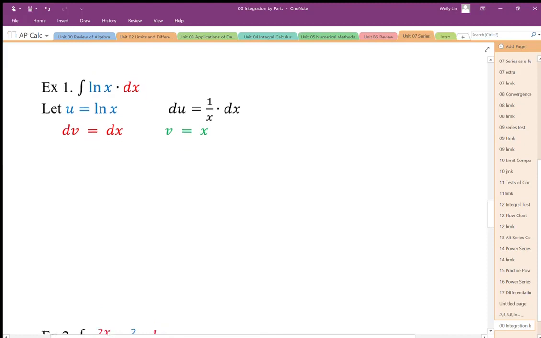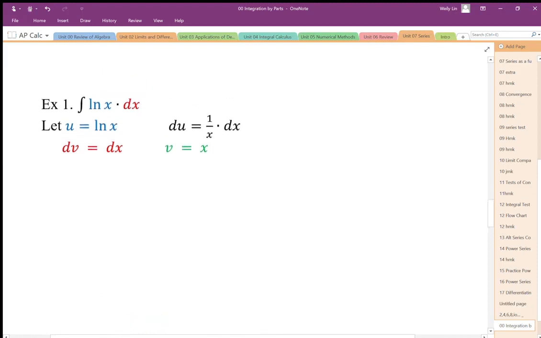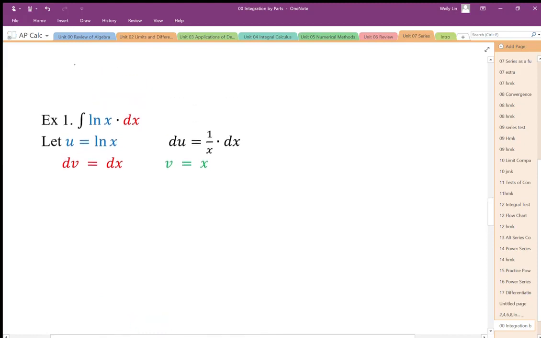So I've got all my parts here. If I look at my formula, it's going to look like this. I'm just going to write it out here. It's going to be the integral of u dv is equal to u times v minus the new integral of v times du. So basically I'm starting with this u times dv integral. I'm going to end up with this one, and hopefully that one's easier to work with.